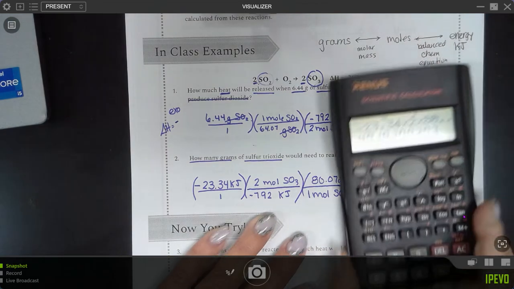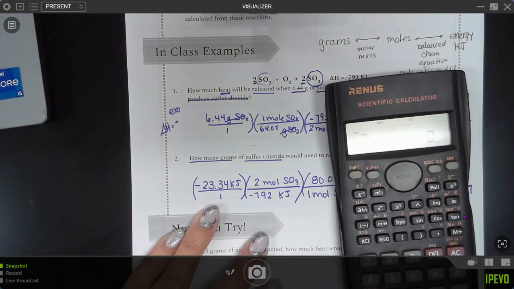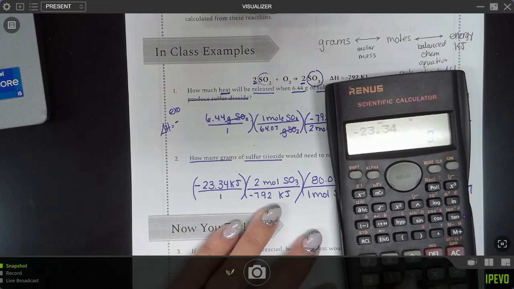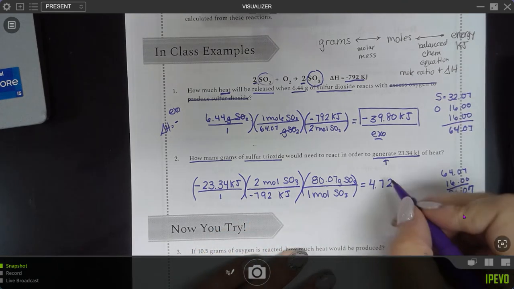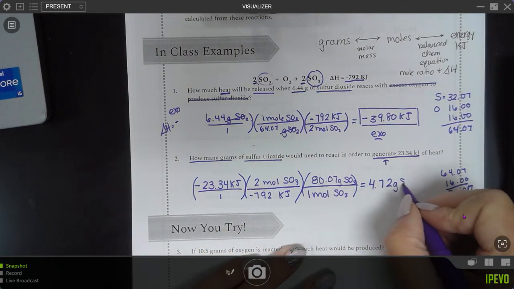Okay, I'm going to check my math one more time. It's always good to check your math. Times 2 divided by negative 792 times 80.07. Perfect. Okay, now this is grams of SO3.